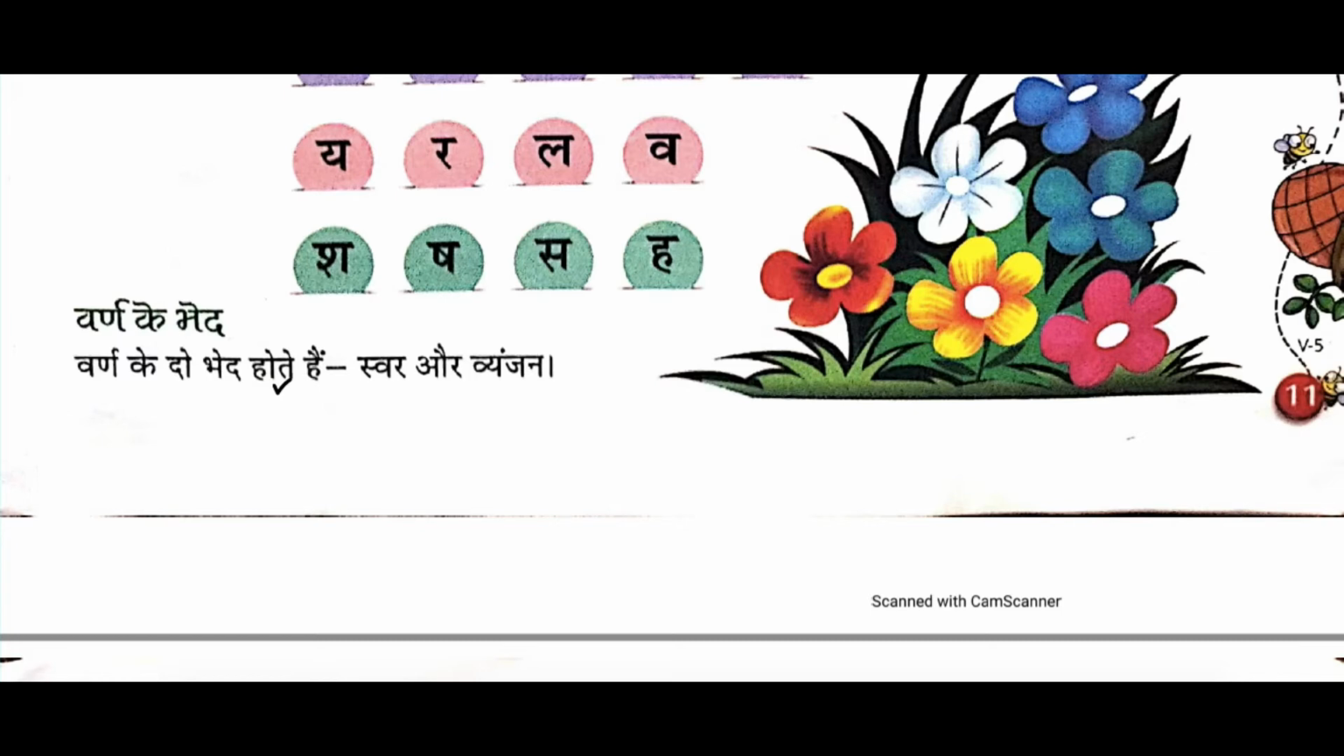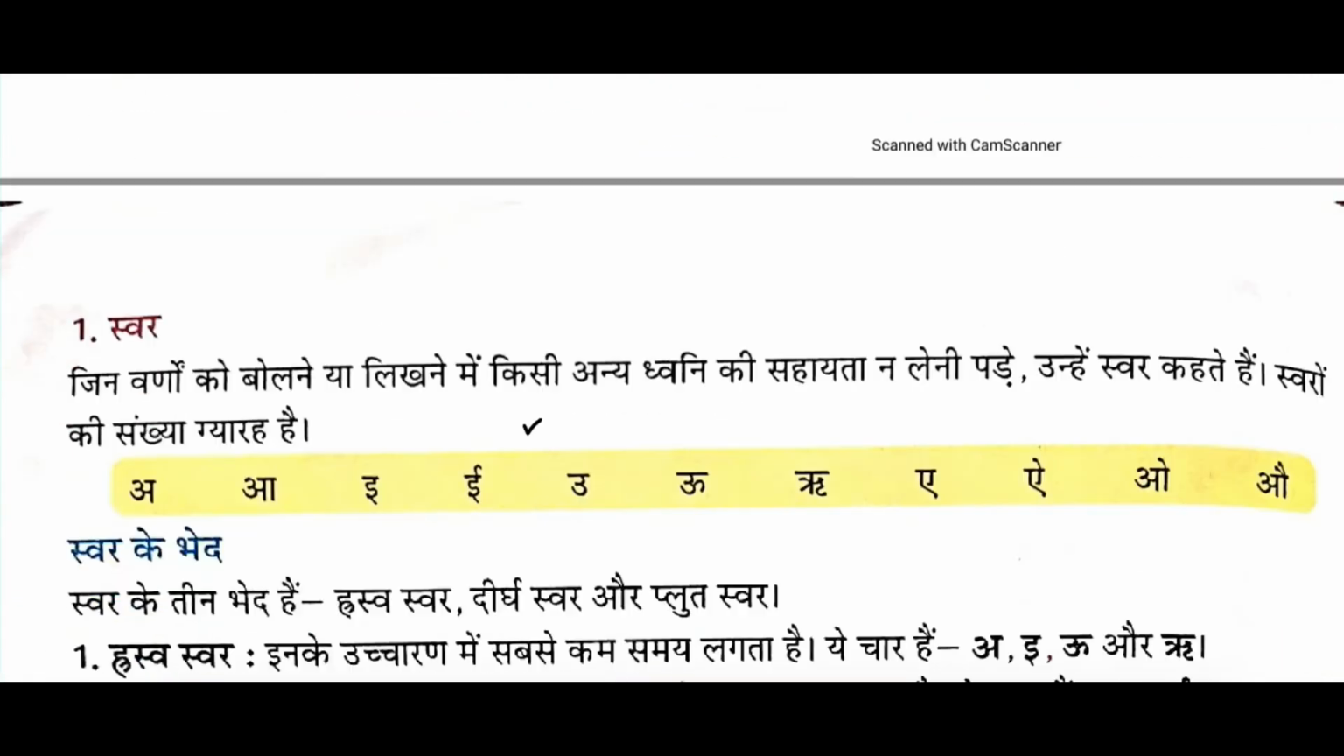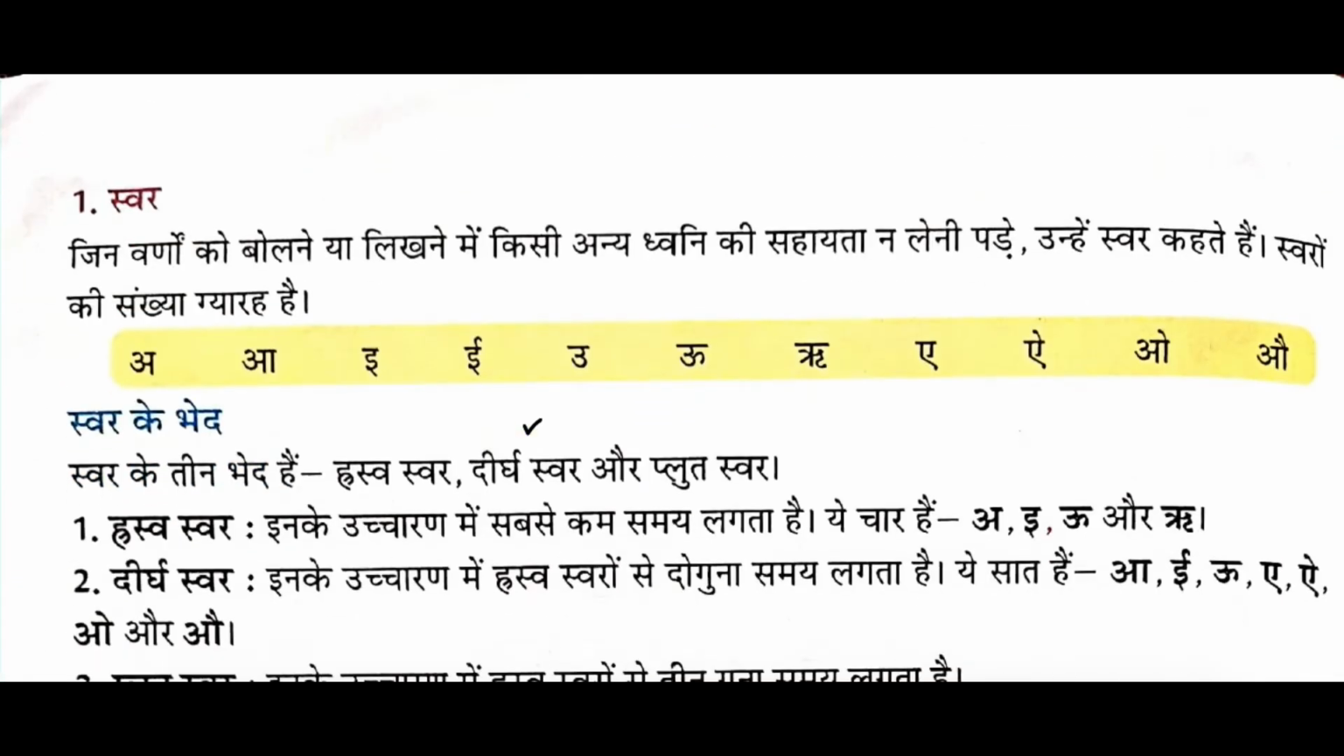वर्ण के भेद means types of वर्ण. We have categorized वर्ण in two parts. वर्ण के दो भेद होते हैं, स्वर और व्यंजन. अब स्वर वर्ण किसको बोलते हैं? What is स्वर वर्ण? Let's see.